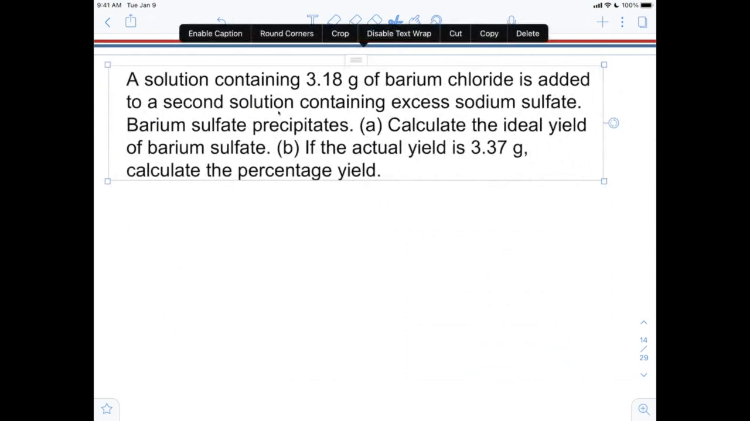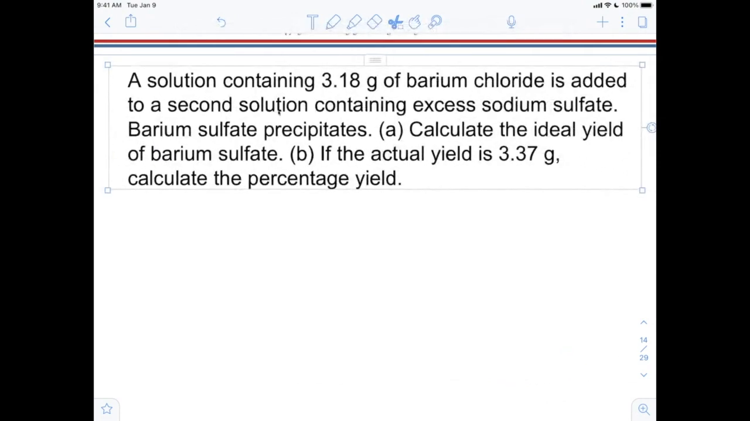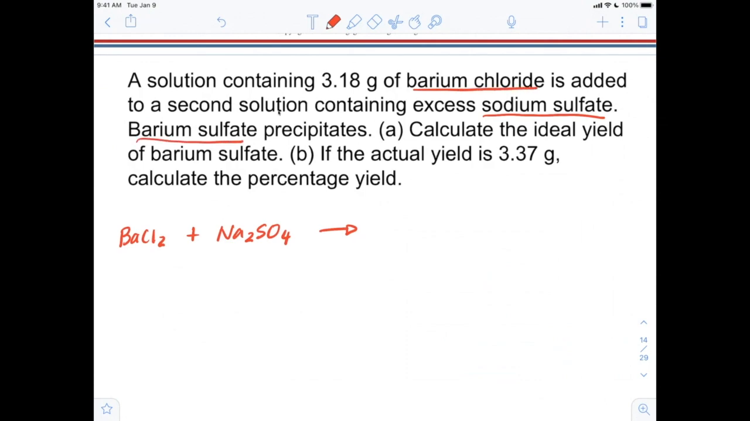Yeah, so right here, make this bigger, bigger, bigger, right there. Okay, so I'm working on this. A solution containing 3.18 grams of barium chloride is added to a second solution containing excess sodium sulfate. So barium chloride and sodium sulfate. So I've written these out as chemical formulas. Barium sulfate precipitate. So we get barium sulfate. And then the other compound would be sodium chloride.